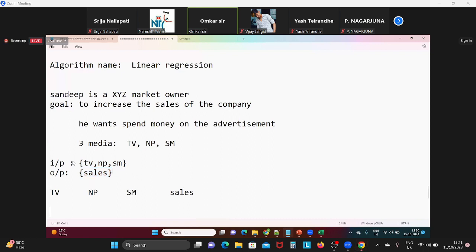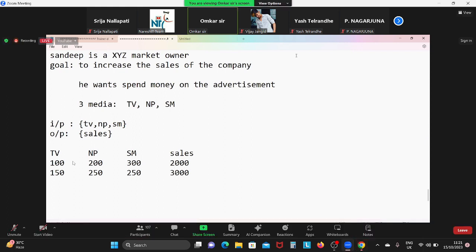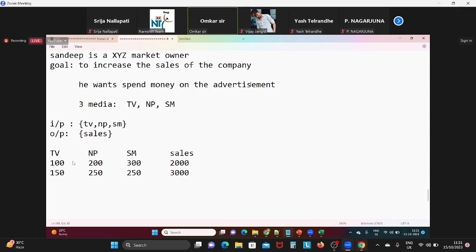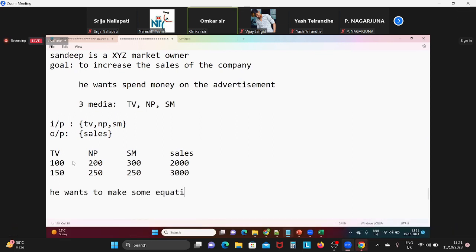So if some past data is available, spending 100 rupees, 200 rupees, 300 rupees, his sales might increase to 2000. Likewise, spending 150 rupees, 250 rupees, 350 rupees, his sales increase to 3000. Like that, some data is available. Now, he wants to make some equation.